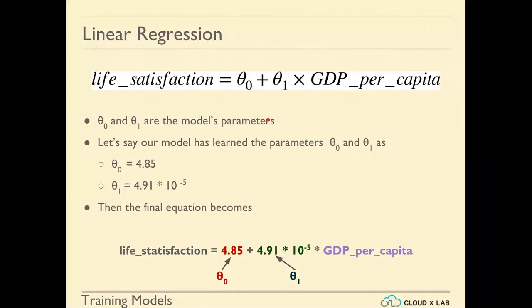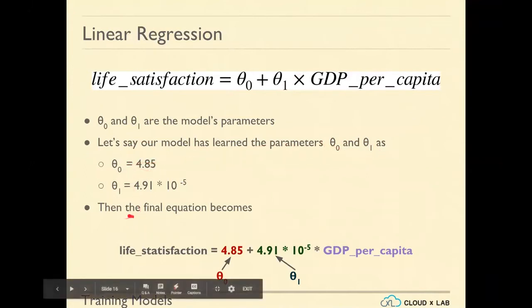These theta naught and theta 1 are model parameters. The objective of machine learning is to come up with this list of thetas. These thetas are what convert our input into a prediction. Once we have come up with the best theta naught and theta 1, we'll be able to predict the life satisfaction for the GDP of countries where we don't know the life satisfaction but we know the GDP. So for unknown cases, we will be able to make predictions. Let us say our model has learned the parameters theta naught and theta 1, and these are the values. Then the final equation becomes this: 4.9 into 10 to the power 5 is theta 1, and 4.85 is theta naught.